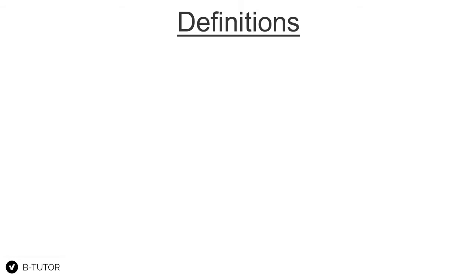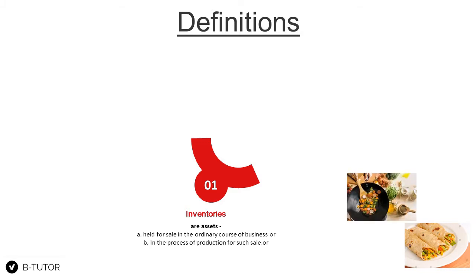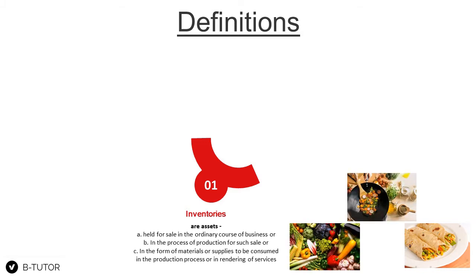First topic, definitions. Number 1, what are inventories? Inventories are assets held for sale in the ordinary course of business or in the process of production for such sale or in the form of materials or supplies to be consumed in the production process or in rendering of services. Simply, we can classify them as finished goods, work in progress and raw materials.